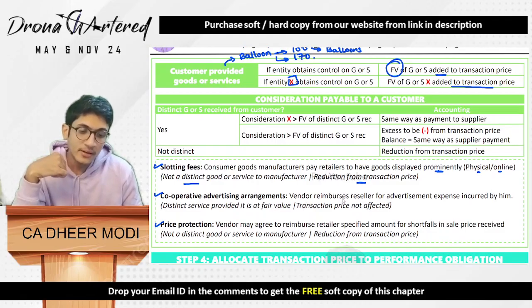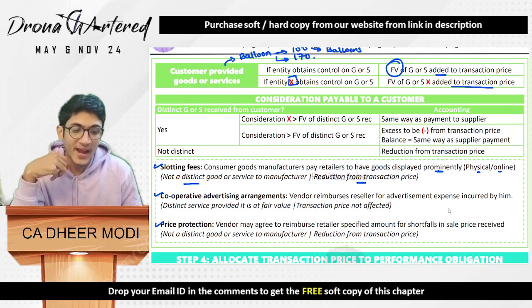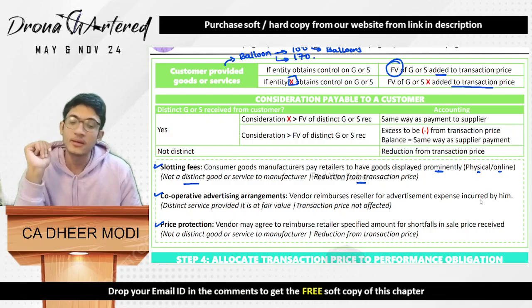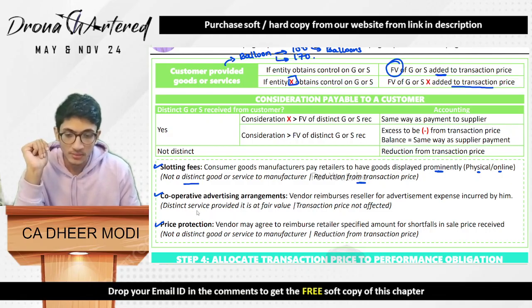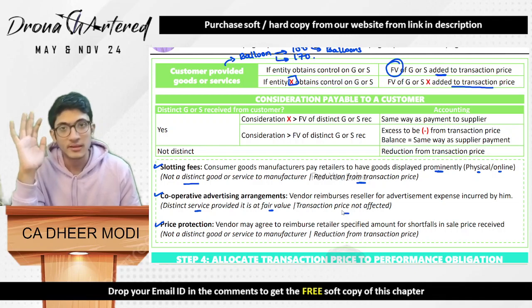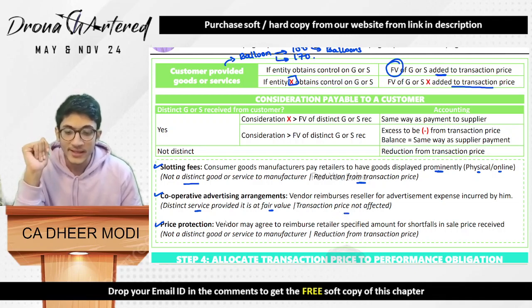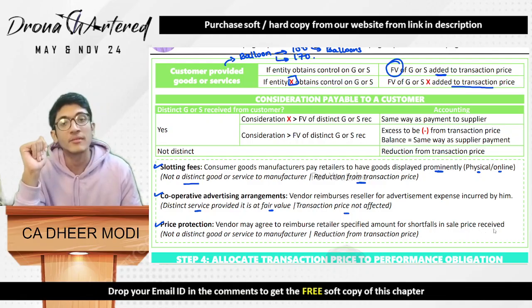That is, a vendor reimburses the seller for advertisement expenses incurred by him. Of course, this is a distinct service provided at fair value and transaction price is not affected. Any price protection, that is, the vendor may agree to reimburse the retailer a specified amount for shortfalls in sale price received.